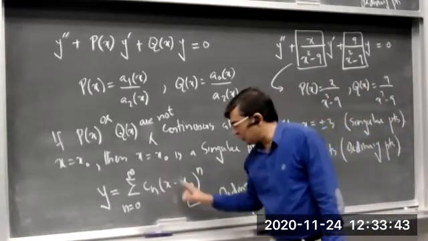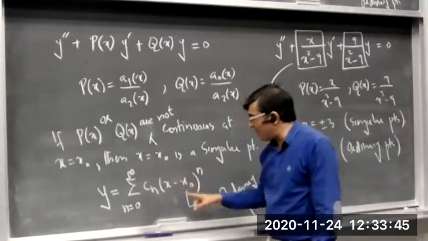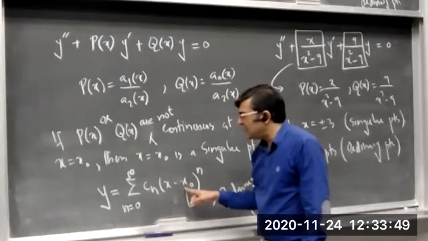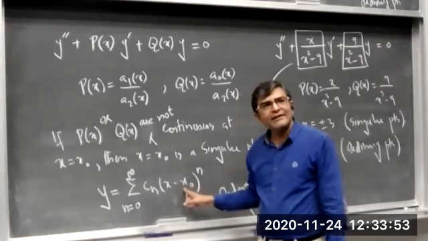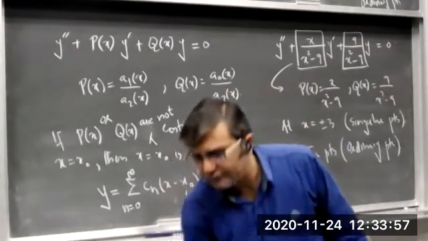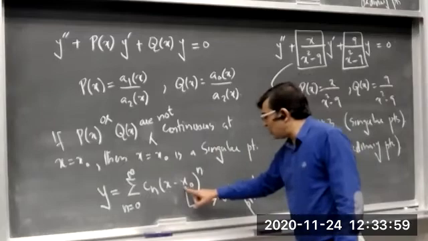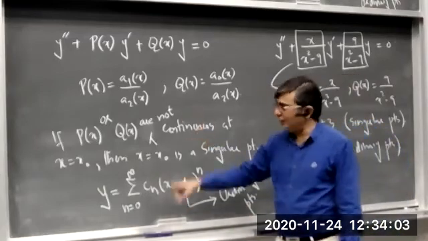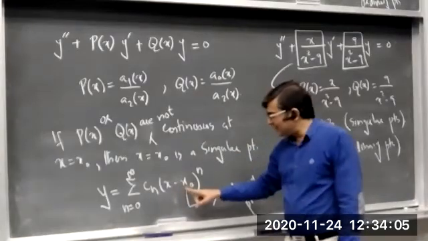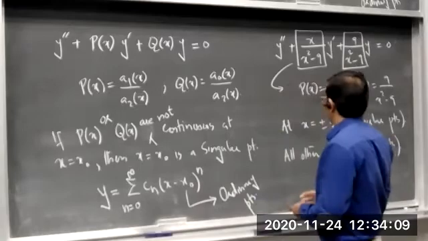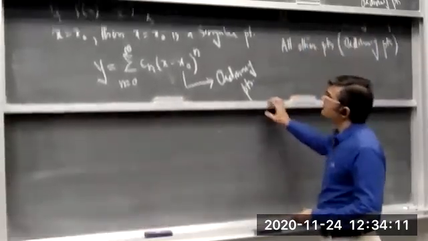This is what we call it. This is a power series about x naught. About x naught means this is basically the center of the interval of convergence of that power series. Okay. Then we can solve it. If it is an ordinary point of that differential equation, then we can solve that differential equation by using this method. If this is a singular point, then this method fails. Remember this. Okay.